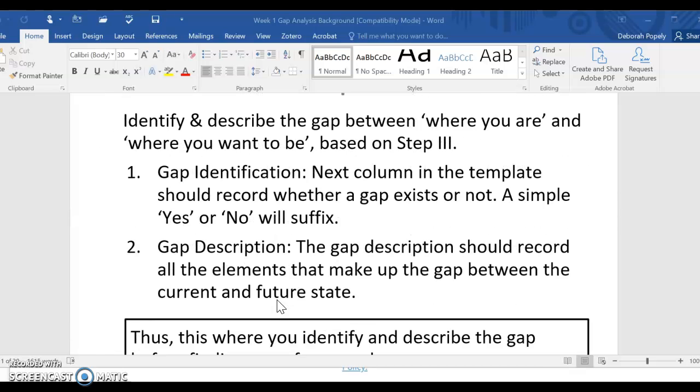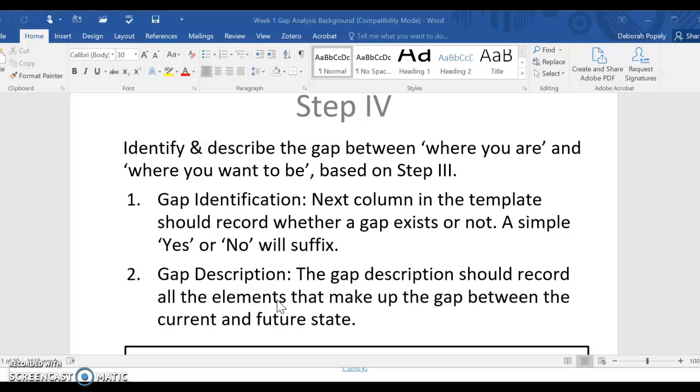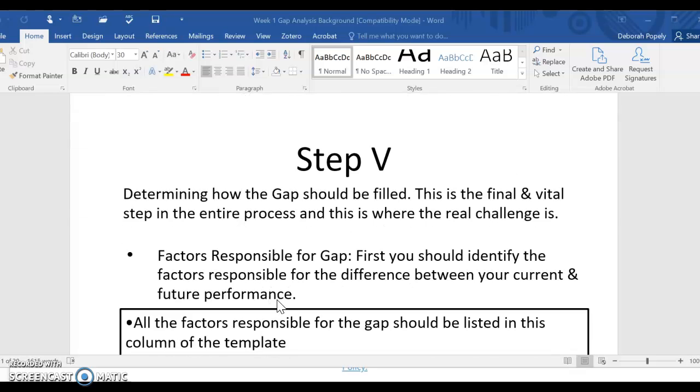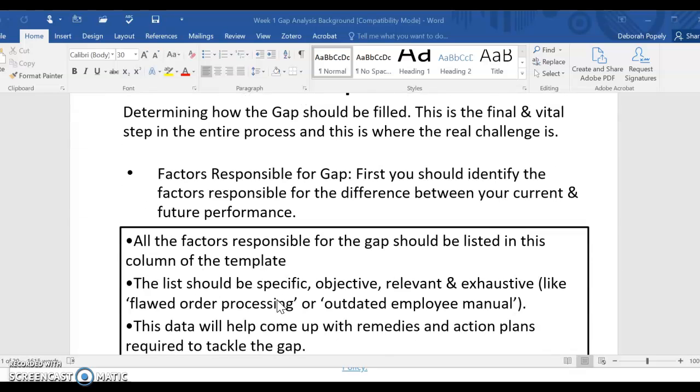Maybe the problem is, okay, our sales are low. We need to increase our sales. So the gap is we don't have enough sales people to handle the number of potential customers. Maybe we have the wrong strategy. So the gap would be we're not targeting all the right customers. We need to change our strategy. So that's what a gap description is about. Step five is how would you fill that gap?